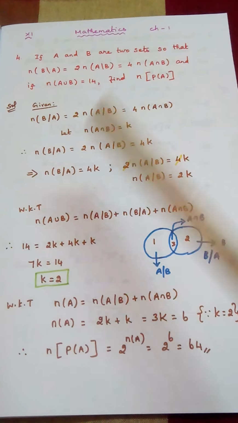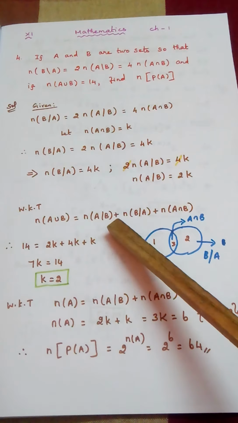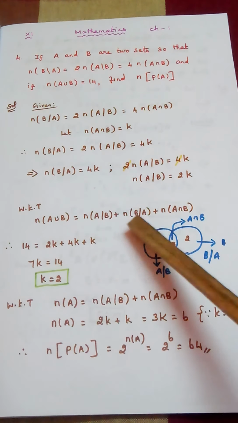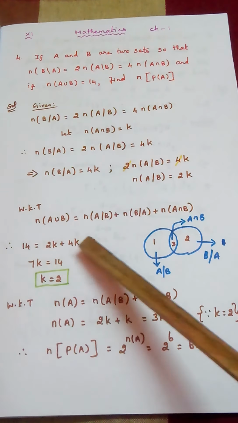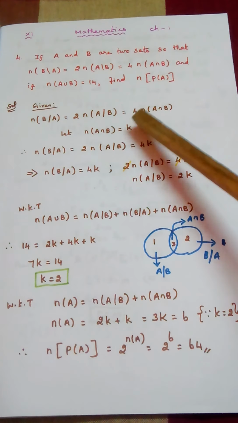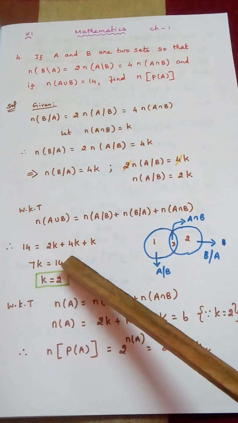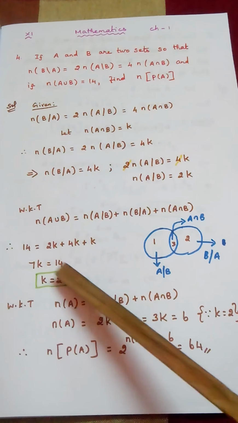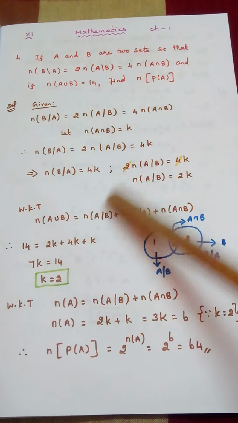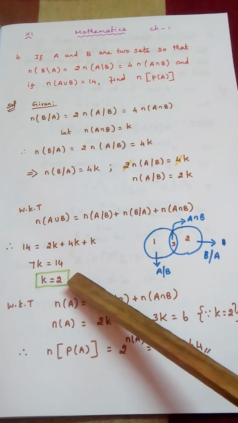N of a union b is 14, which is given in the question. N of a difference b, we have taken it 2k, substitute that. N of b difference a is 4k, substitute that. N of a intersection b is nothing but k, so substitute here. If you add all these things, you will be getting 7k equal to 14, k value 2. So far we completed like this and found out k value.